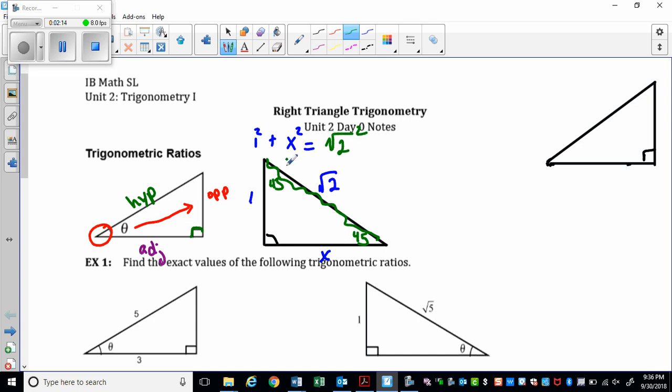1 squared is 1 plus x squared equals square root of 2 squared. The square root and the squared cancel, so you're given 2. Subtract 1 from both sides. X squared equals 1. Take the square root of both sides. X is going to equal 1. You guys already knew this, right?